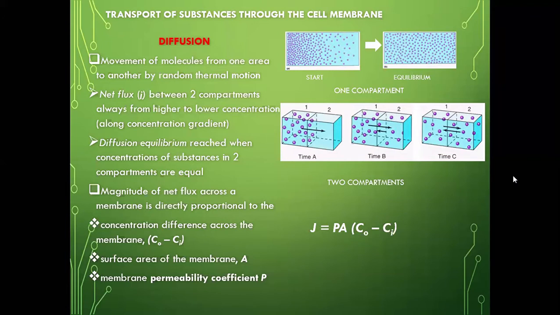And the membrane permeability coefficient. How permeable the substance is that will undergo diffusion will depend on how fast is the magnitude of the diffusion. So, the net flux will depend on the surface area times the permeability coefficient times the difference of the concentration of the substance from the outside and the inside, intracellular and extracellular.